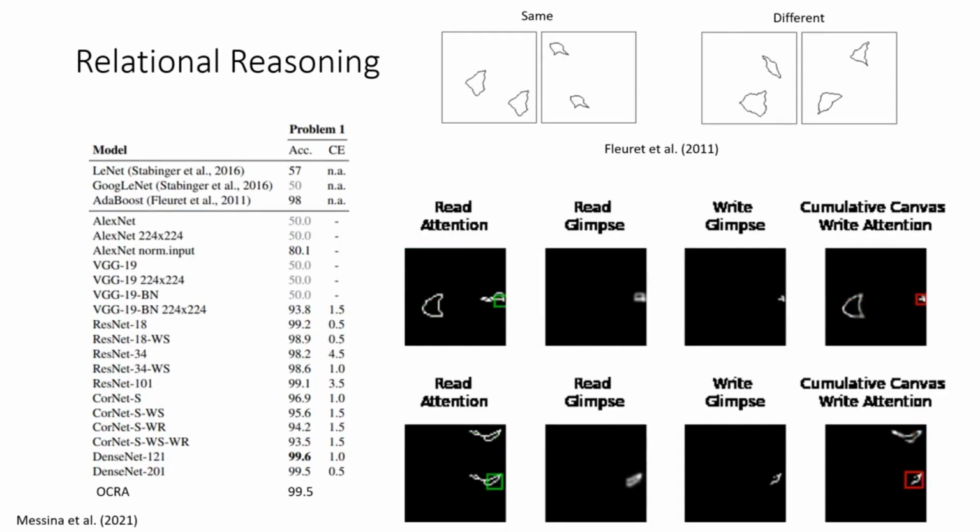Finally, we tested our model on relational reasoning using the synthetic visual reasoning task. The model achieved accuracies on the level of very deep models such as ResNet and DenseNet on this task, while being much smaller, again relying on its object-centric recurrent attention mechanisms.